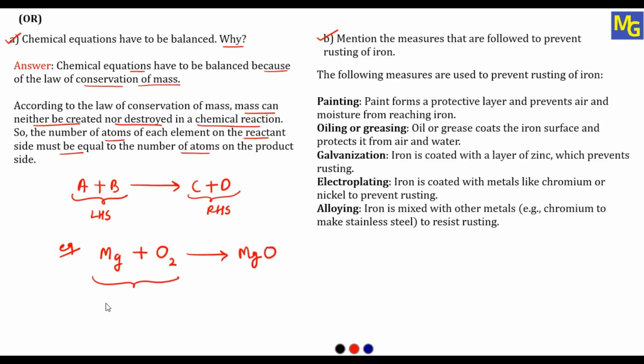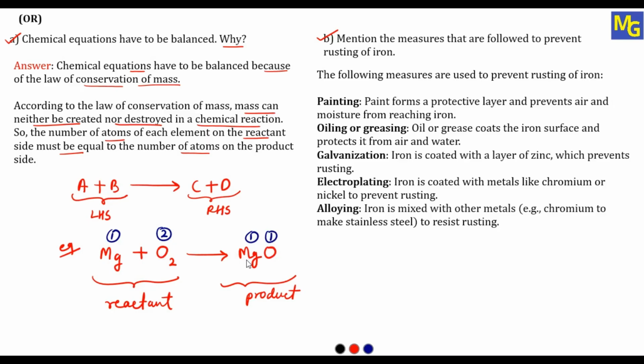This is the reactant side and this is the product side. Now calculate the number of atoms of each element. How many magnesium do we have? Magnesium we have 1. How many this side? We have here 1. We have to just calculate the coefficients. If we see oxygen, how many oxygen do we have? 2. But this side oxygen is only 1. So it is not balanced.